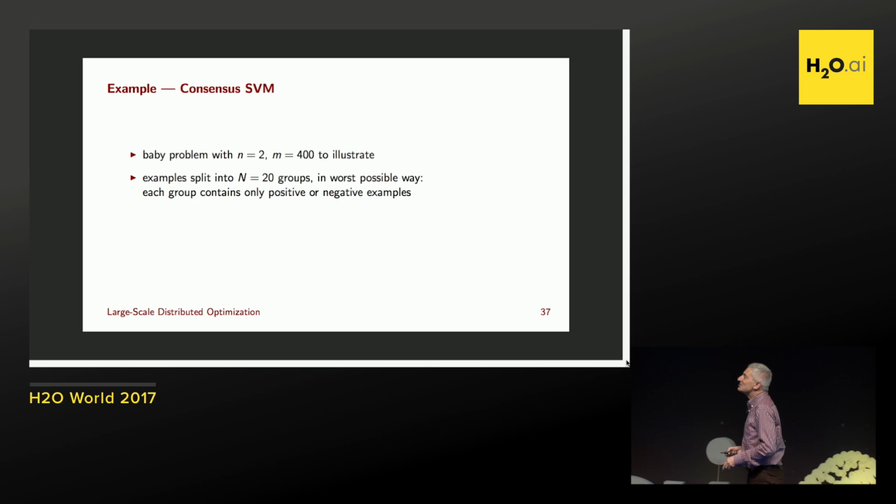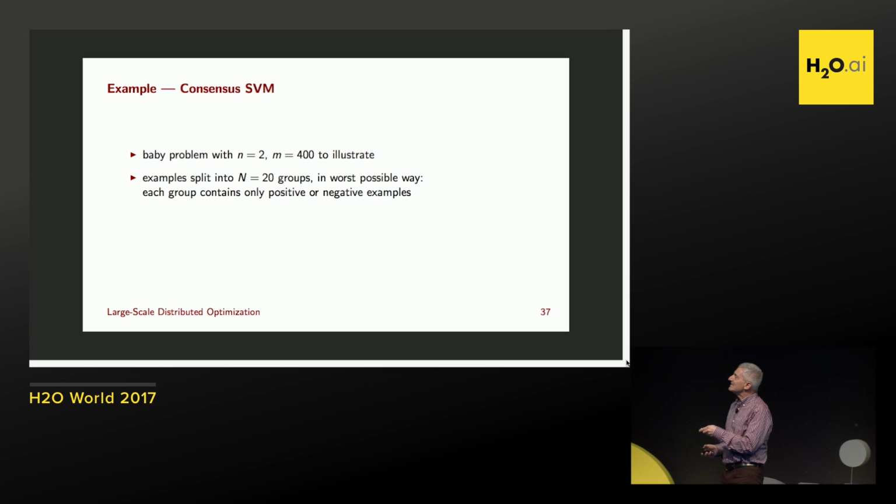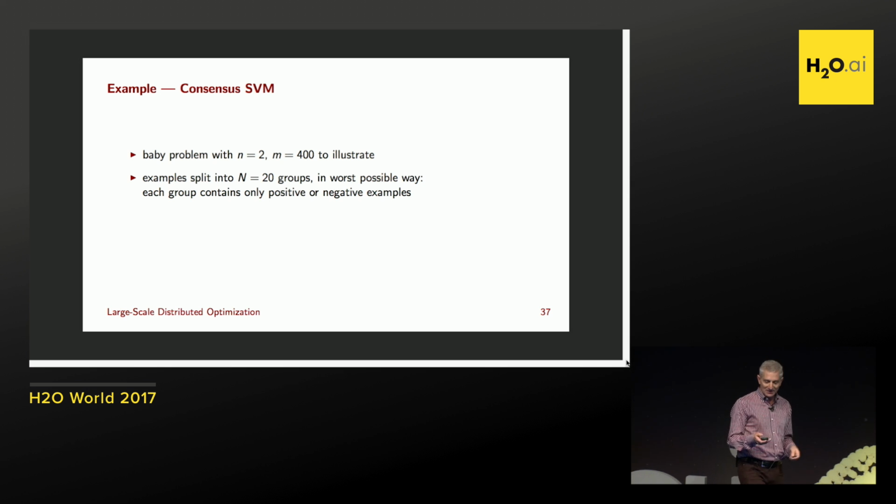So we'll do a quick example. We're going to do consensus support vector machine. So I have a tiny problem with 2 features and 400 examples. This is silly. I can solve that problem in about 60 microseconds on my laptop. Actually, on my phone, not a lot longer. Okay, so that's a tiny little problem. But this is just to illustrate how this is going to work.